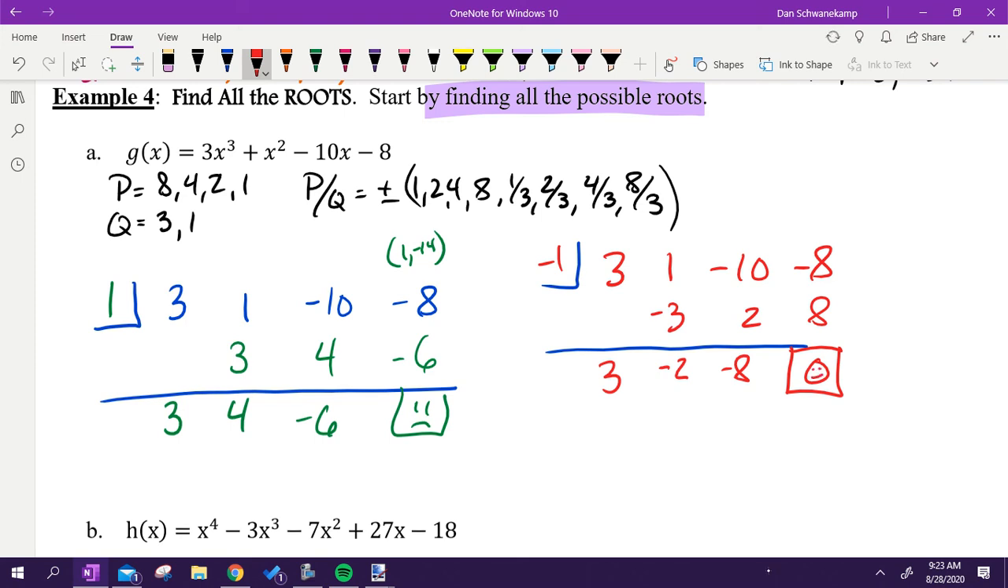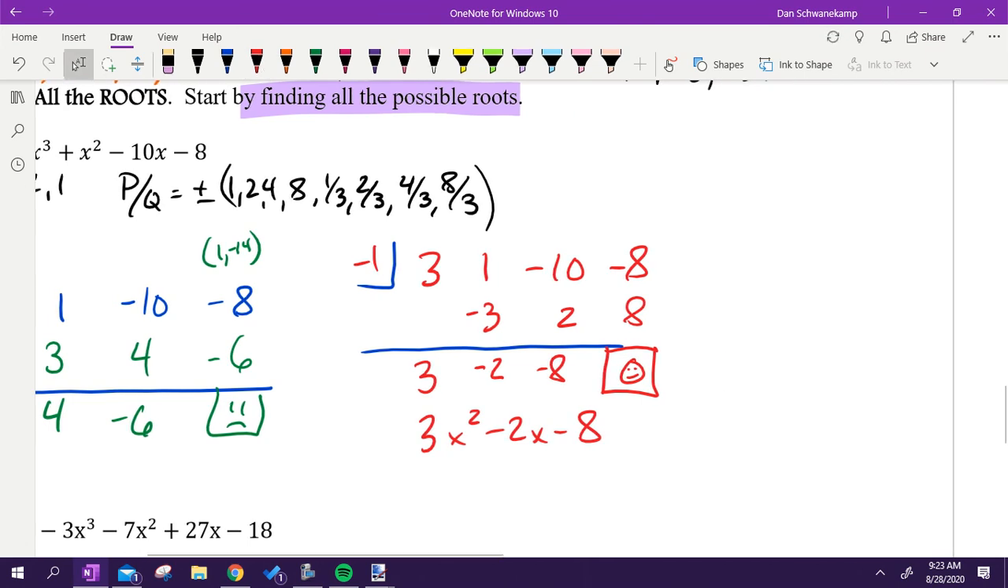Cool. I got 0. That makes me happy. It was an x cubed problem. What is this going to be right now? This is x squared. So this is 3x squared minus 2x minus 8. Can we solve an x squared? We better be able to at this point. We just did a whole chapter on it.